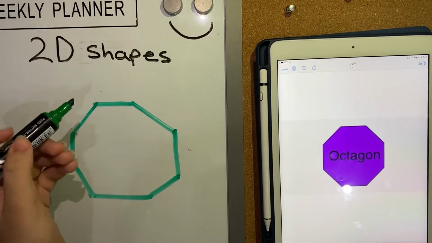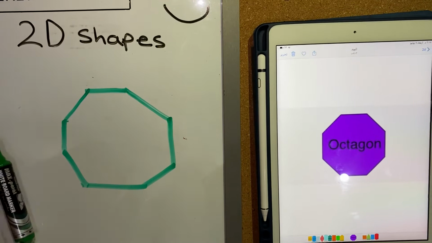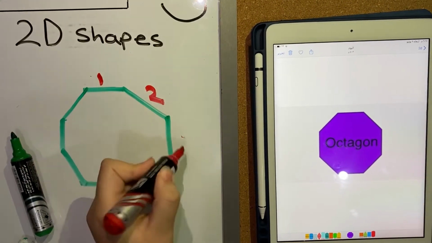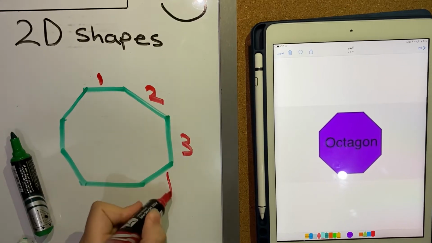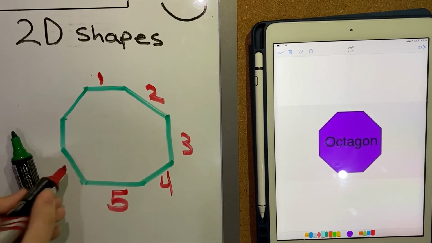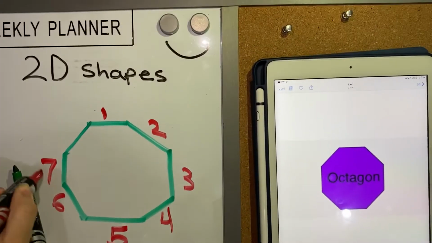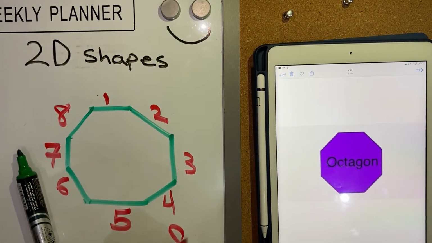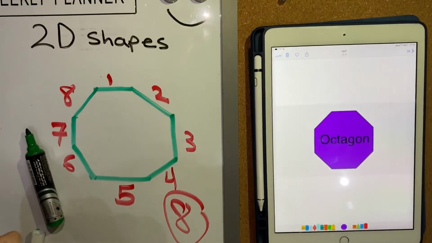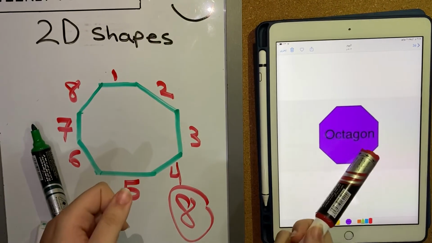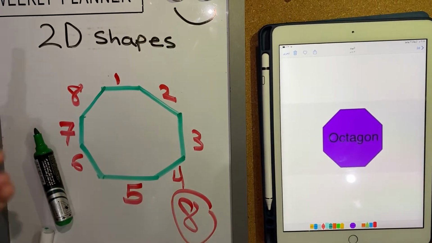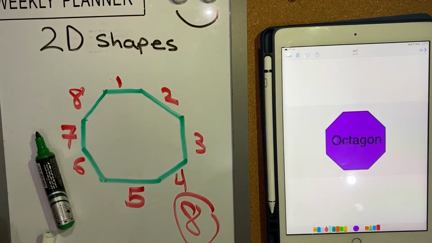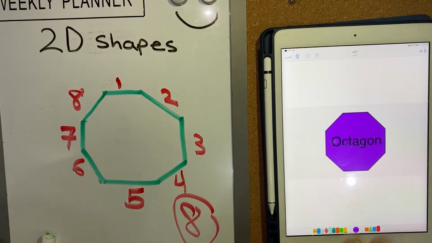How many sides does it have? Let's count. 1, 2, 3, 4, 5, 6, 7, and 8. So the octagon has 8 sides. So octagon has how many sides? 8 sides. Okay, let's go for the next one.